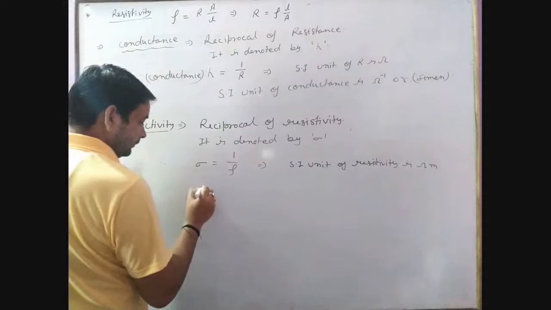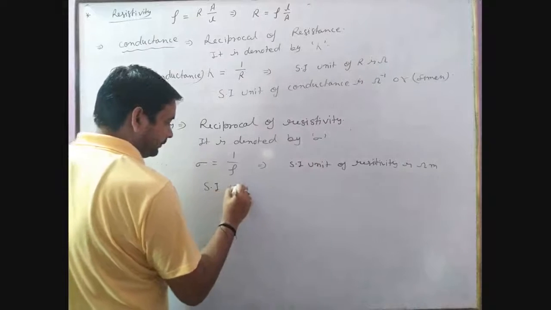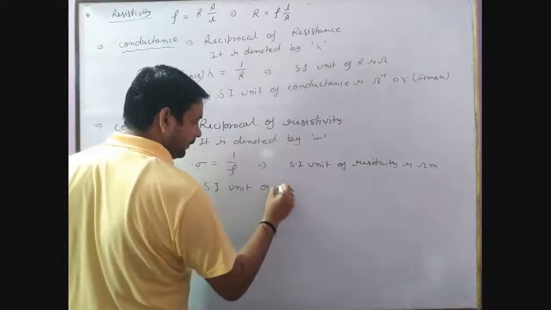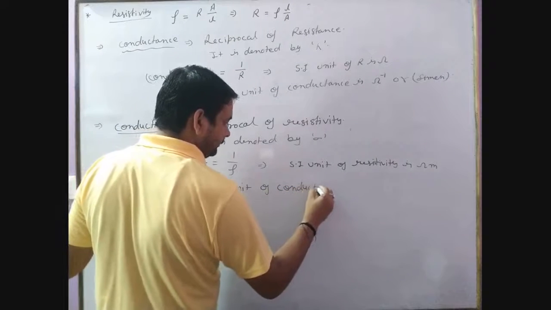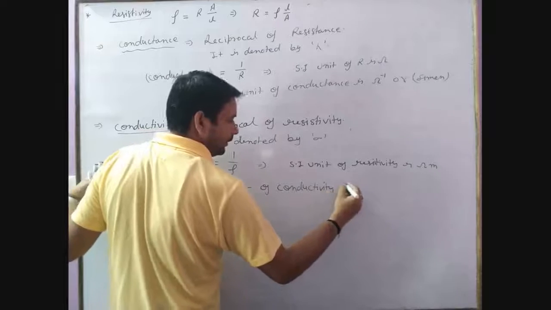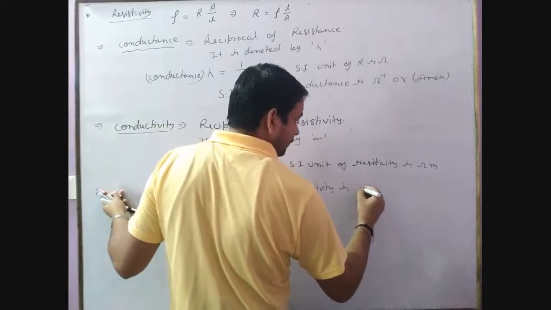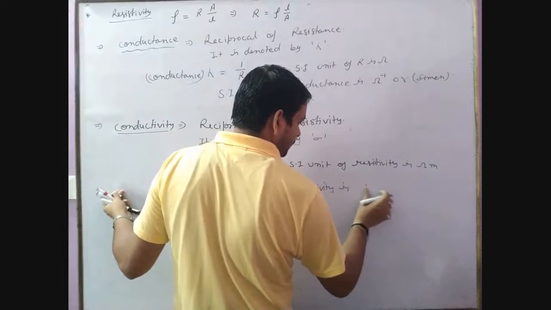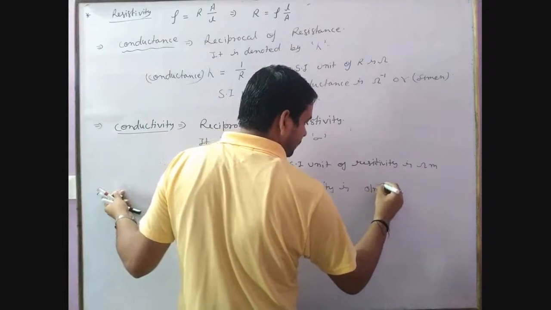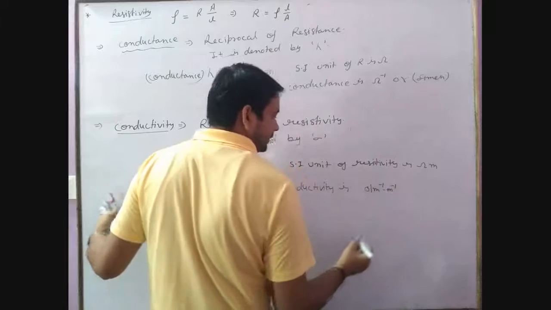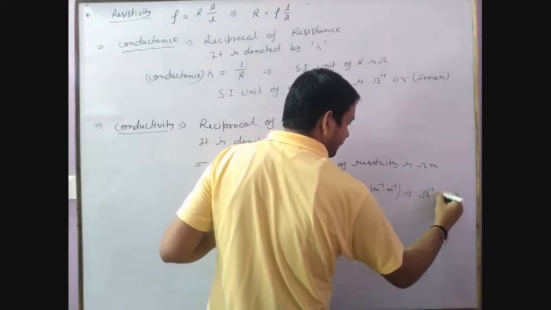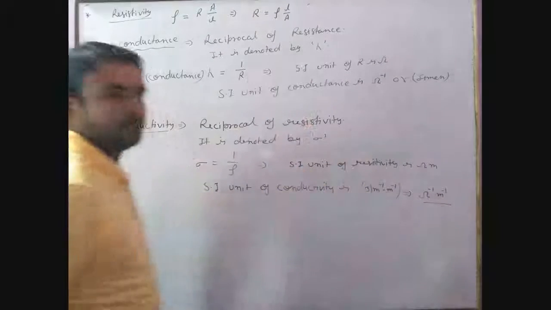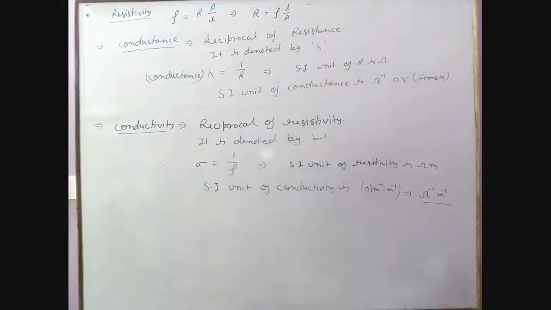So the SI unit of conductivity is ohm inverse meter inverse, or with symbol it is this. Okay, just note it down.